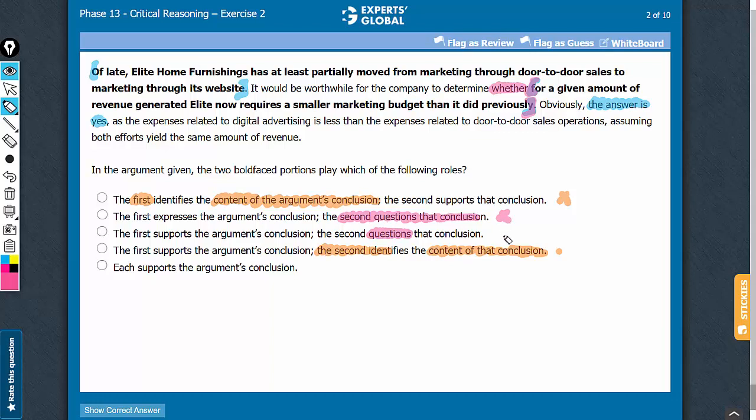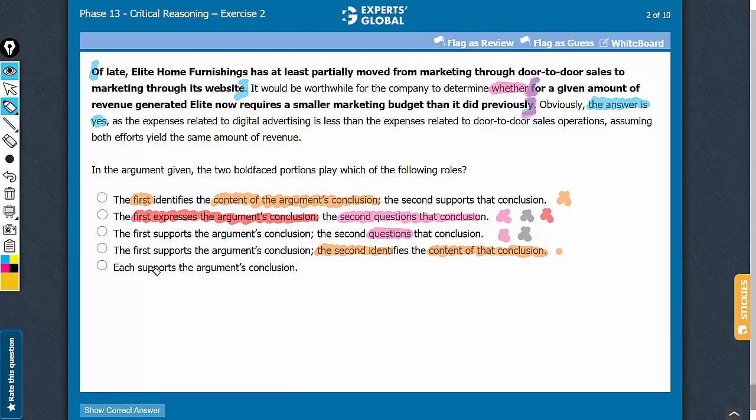And a bigger problem is that when you say questions that conclusion, it means bringing the conclusion into question. It means doubting the conclusion. So that part has a very separate meaning. Questioning the conclusion bit is just not correct. Then it is not the first that expresses the argument's conclusion, it is the second that expresses argument's conclusion. So one more reason why B is incorrect.